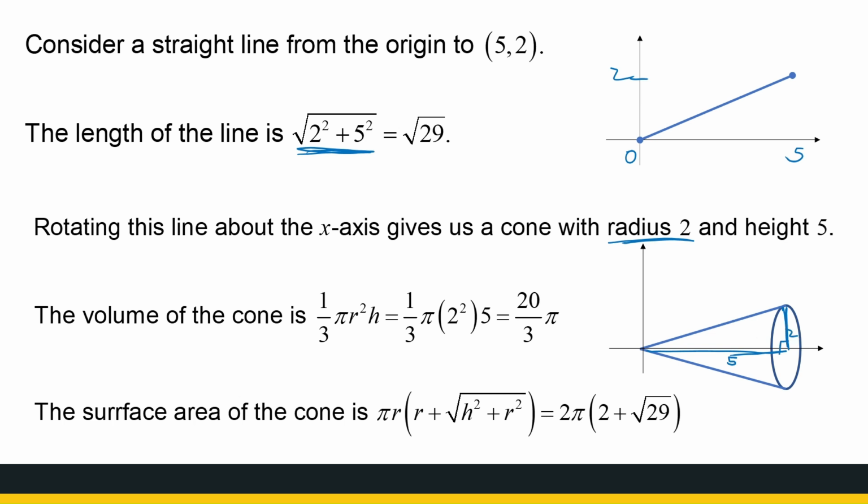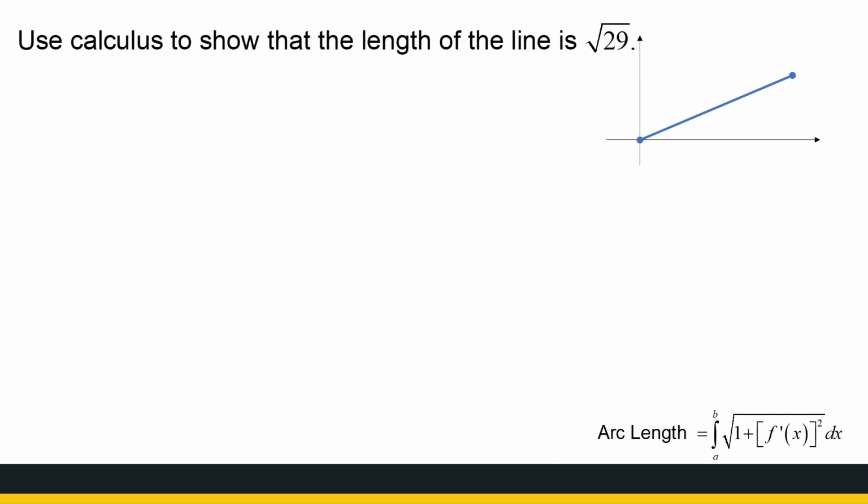So if I use my formula I've had on my formula sheet for years for the volume of a cone, we should get 20 over 3 pi. We will use calculus to confirm that, and same with surface area. We can calculate it, and we're going to confirm that. So let's get started. Straight line.